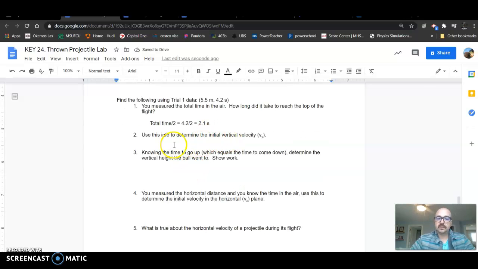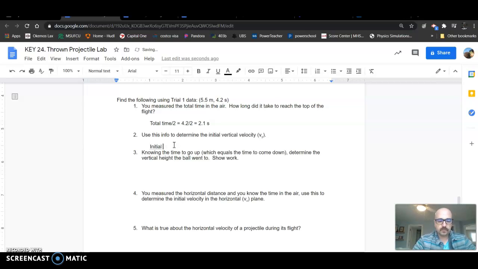And then I use that to determine the initial vertical velocity. So some of you are still stuck on the vertical velocity being 0, which it's 0 if I drop it and it falls down. But if I'm throwing a ball up, its vertical velocity can't be 0 to start or it wouldn't go up.